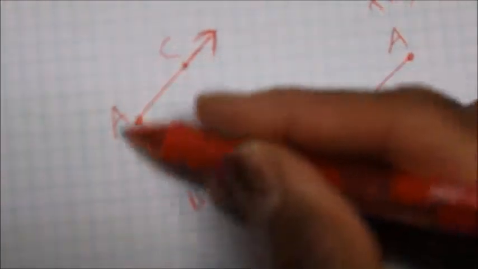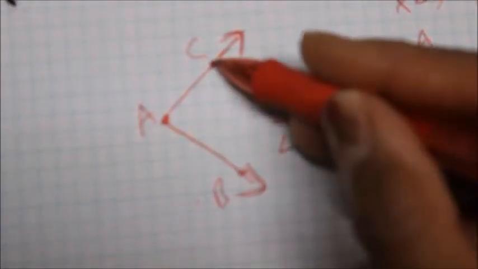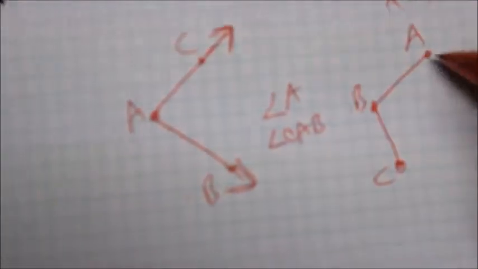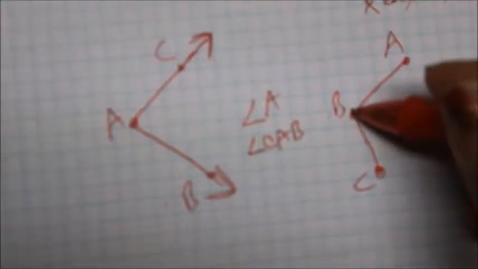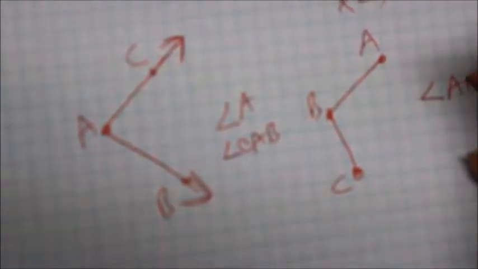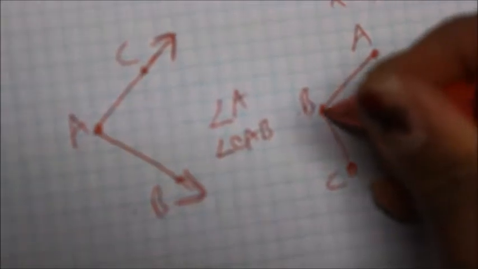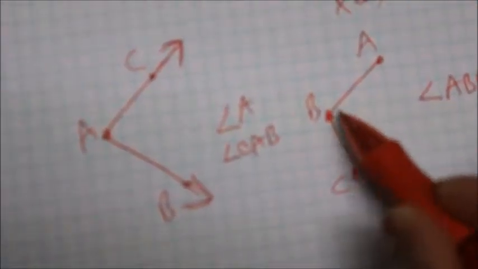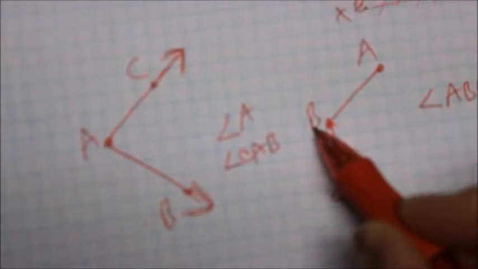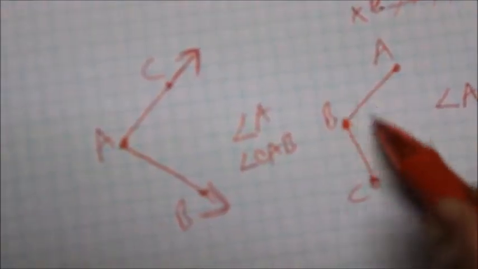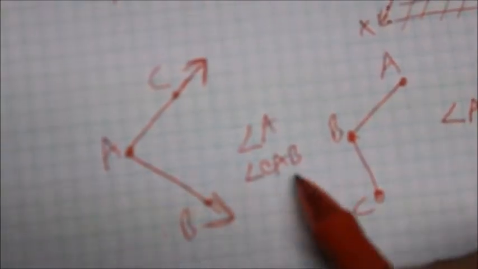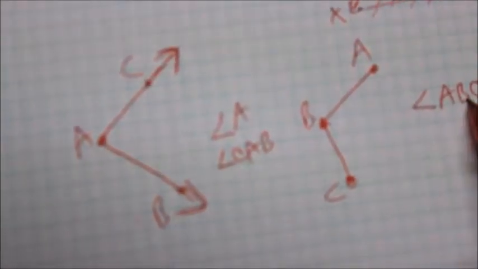I can label my angle A, or I could call it by the three letters, and I'd have to say them in the order that I would trace in order to make this angle. So I would start with C, go to A, and go to B, so I would call that angle CAB. Here I would start with A, go to B, and go to C, so I would call that ABC. And the name of the vertex, where the angle bends or points, would be called the vertex. So here my vertex was A, here my vertex was B.